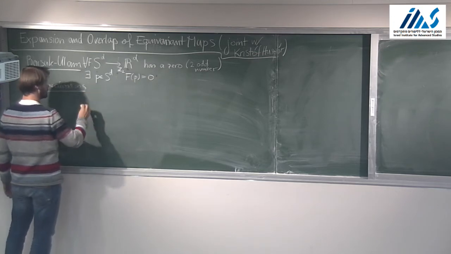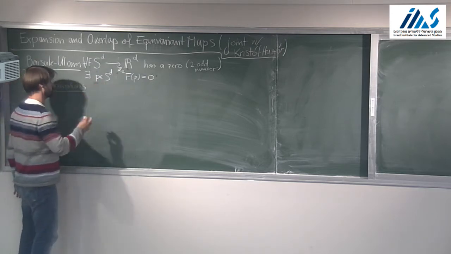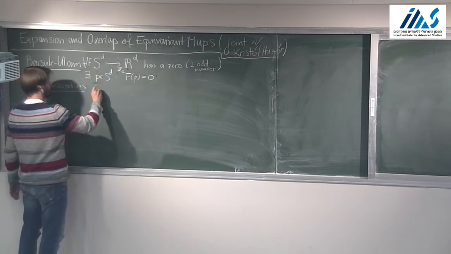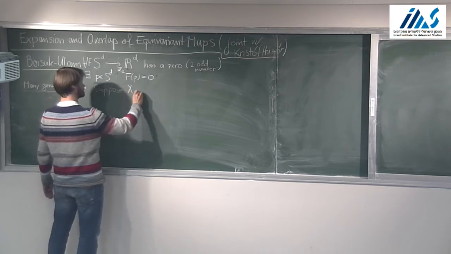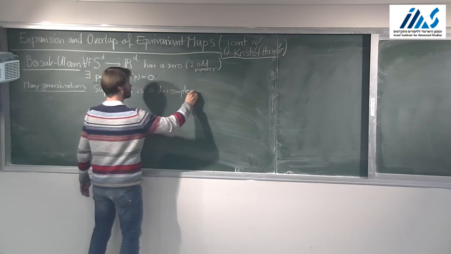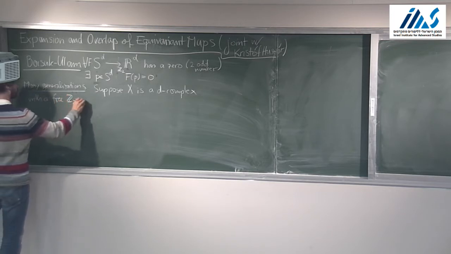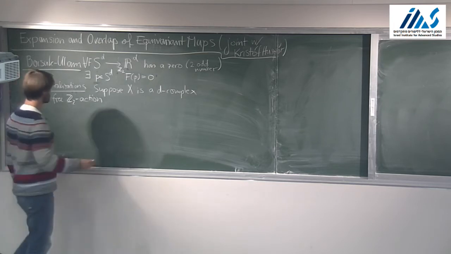For example, the following, which I'm actually not exactly sure whose theorem this is. I believe it's Walker, but it might also be Dold, so I don't know exactly. But here's a strengthening. Suppose X is a d-dimensional complex with a free Z2 action, so you have a symmetry that doesn't have any fixed points.